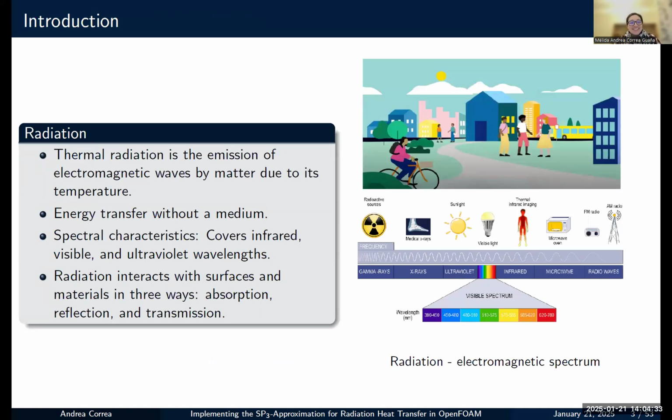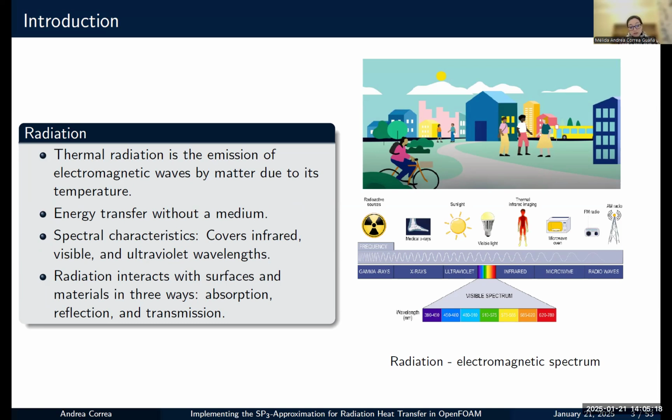Here I start with the radiation. It is important to know what radiation is. It's important to talk about radiation because all the time we are constantly exposed to it, mostly from natural sources like the sun. But the question is, what is radiation? Radiation is a type of heat transfer that occurs through electromagnetic waves. It's a product of the emission by different sources due to their temperature.